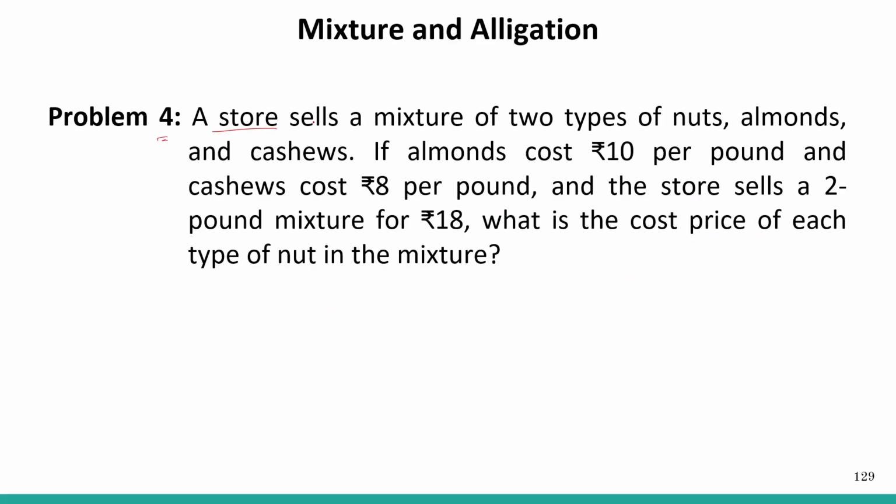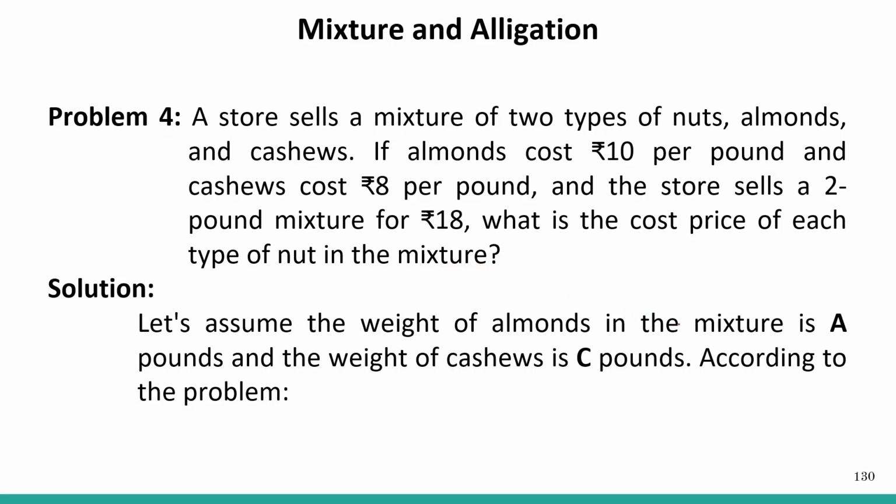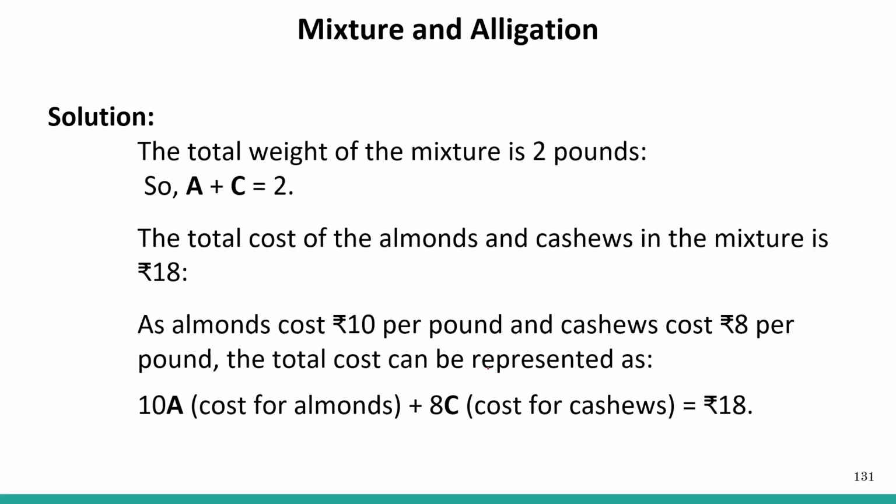So let's see problem number 4. A store sells a mixture of two types of nuts. Okay, so this is nut 1 and nut 2, that is almond and cashew. So if almond costs 10 per pound, and cashews cost 8 rupees per pound, and the store sells a 2 pound mixture for 18 rupees, then what is the cost price of each type of nut in the mixture? Okay, so let's go forward. Let's assume the weight of the almonds in the mixture is a pound, and for cashews it is c pound. So according to the problem, a plus c is given as 2.